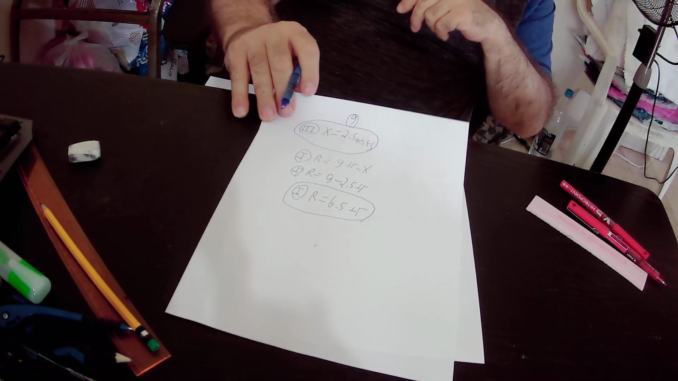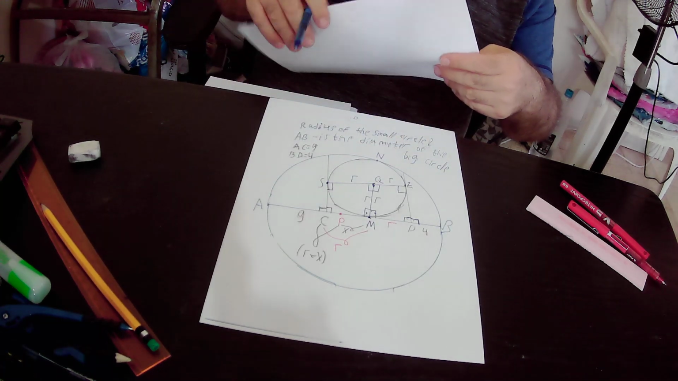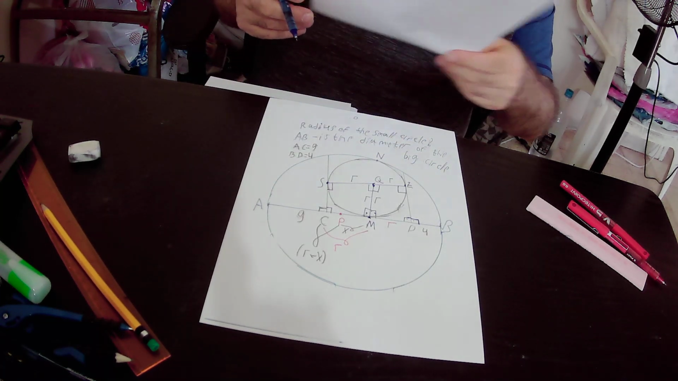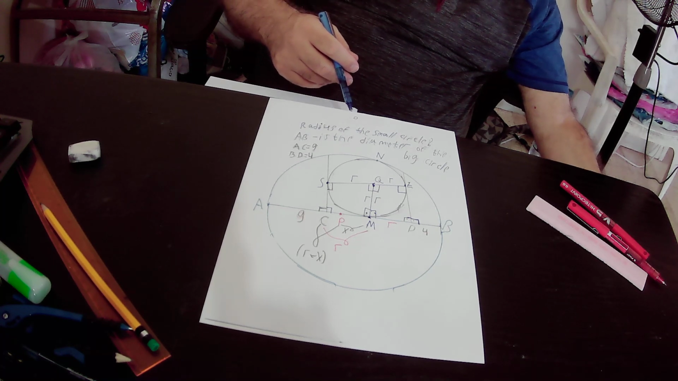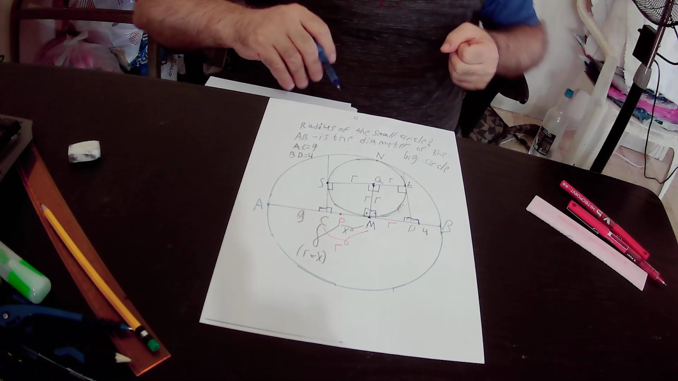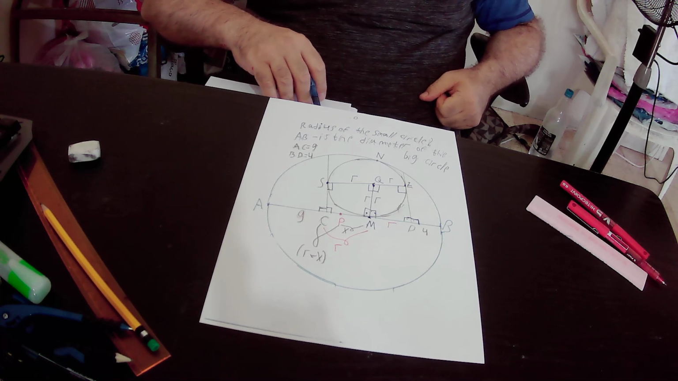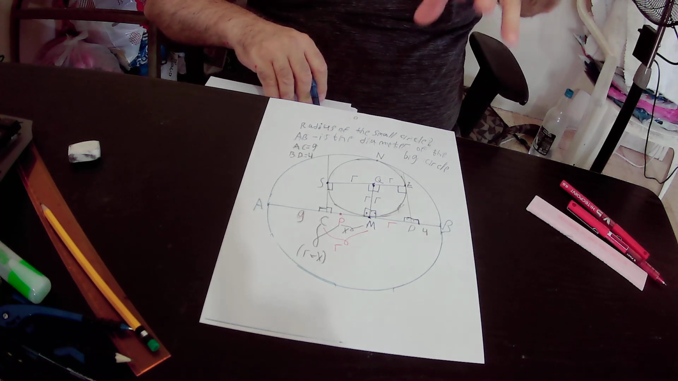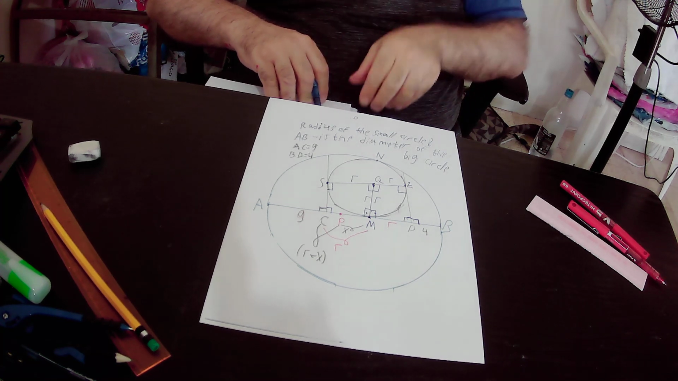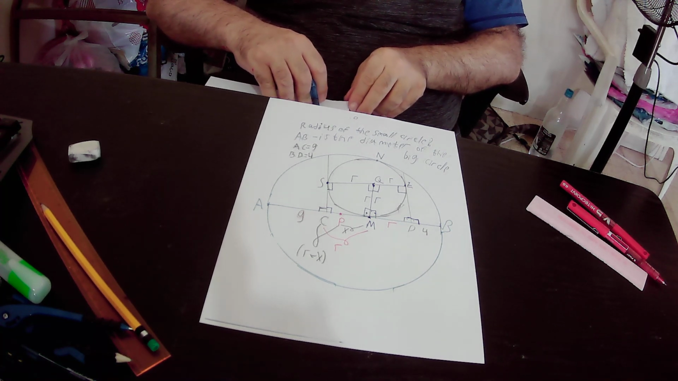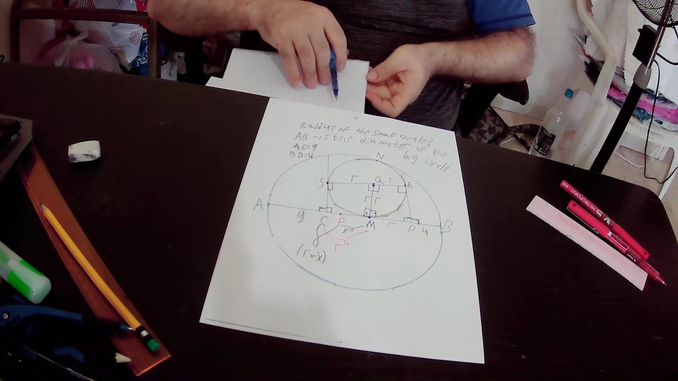Okay, in the next step we will present a new rule, rule number 5, and we will implement rule number 5 in our circles. So what is rule number 5?